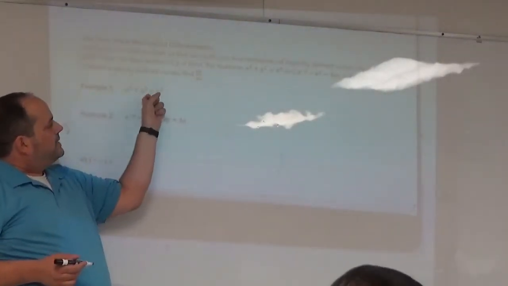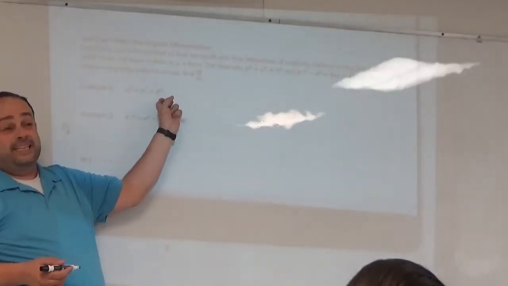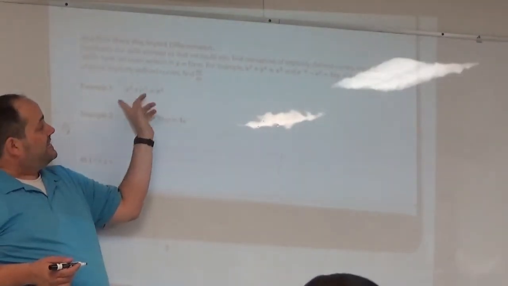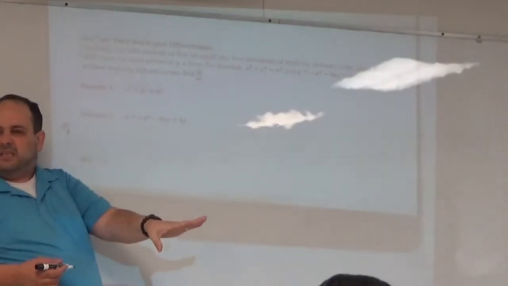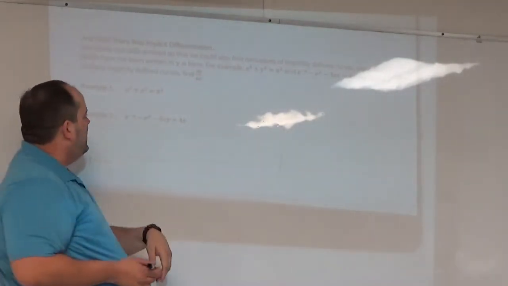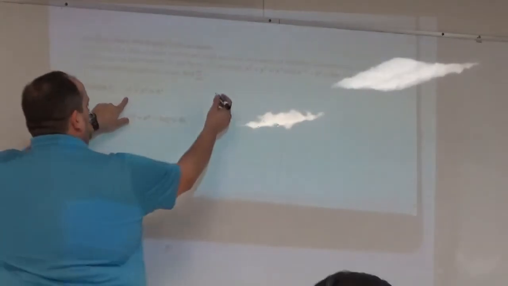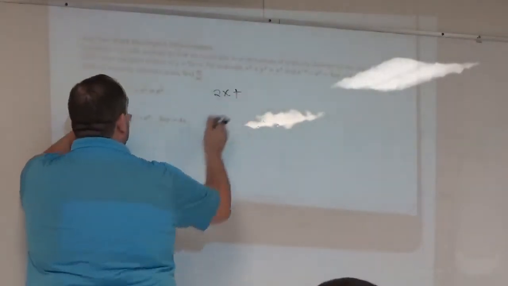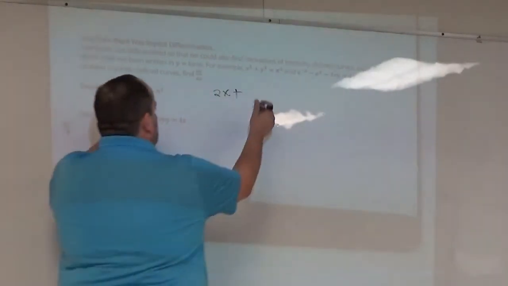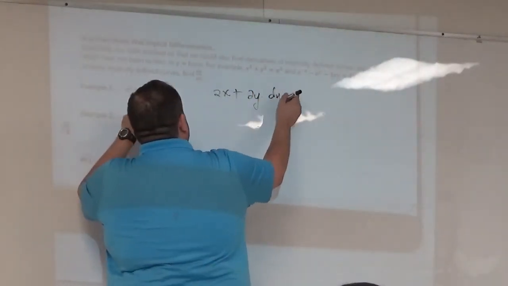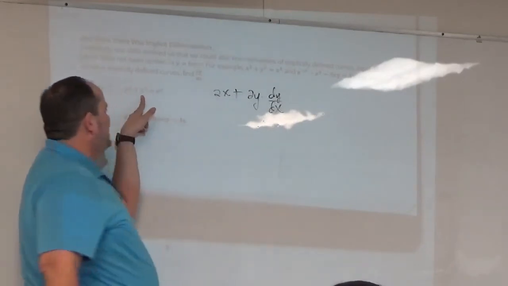x squared plus y squared equals pi squared. I want to find dy dx. Is everybody okay that this is implicitly defined? Right, those x's and y's are mixing together on the same side. I want to find dy dx, so what's the derivative of x squared? 2x, good. Plus, what's the derivative of y squared? 2y times dy over dx. This is 2y times dy dx.